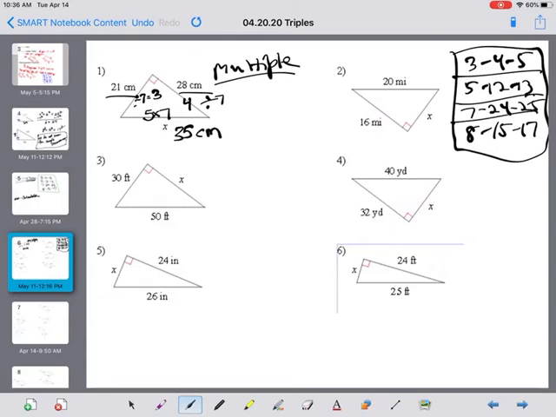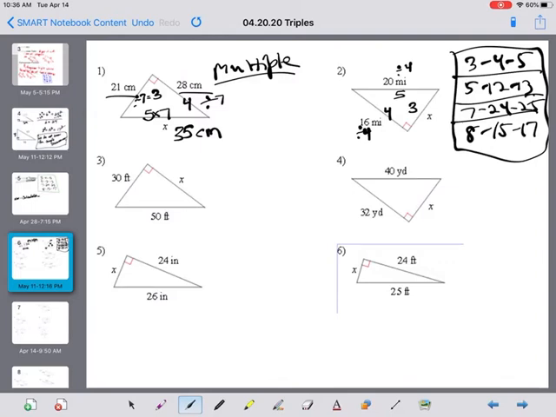So number 2. So 16 and 20, that's not in our memorized list. So maybe it's a multiple. Well, let's see. They're both even. Actually, they're both divisible by 4. So divide them both by 4. There's a 5. 4. Oh, so it'll be a 3. So it's a 3, 4, 5.